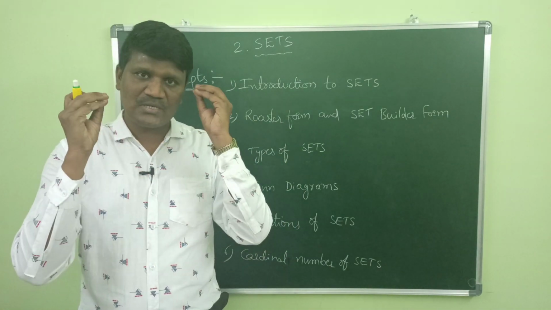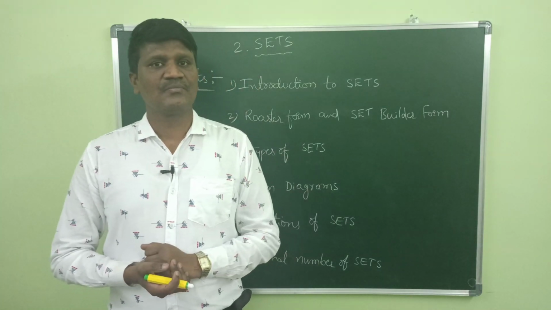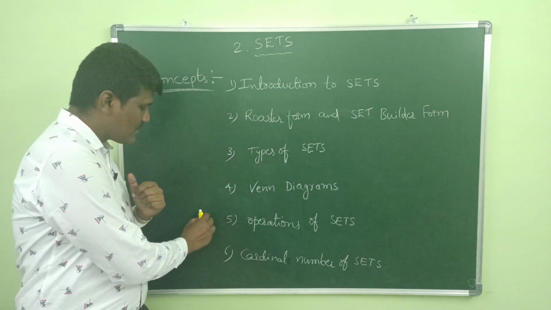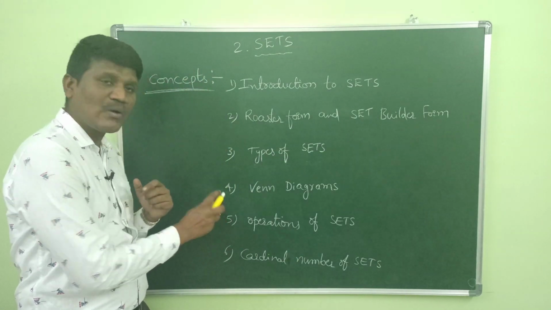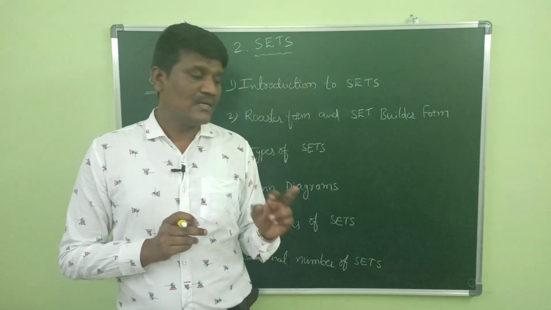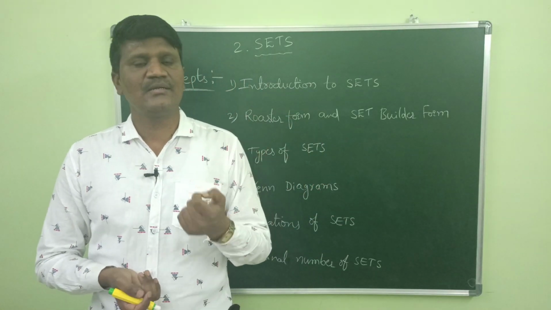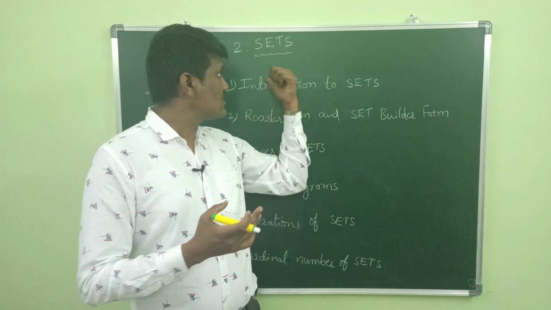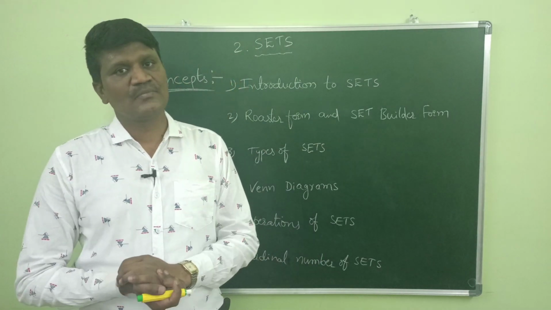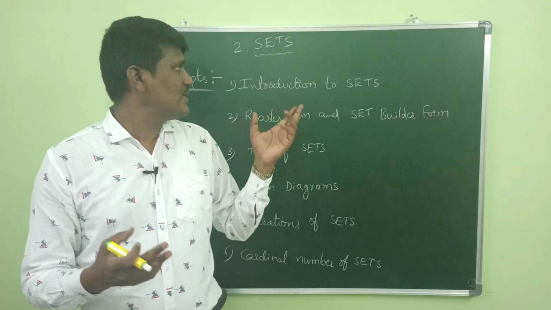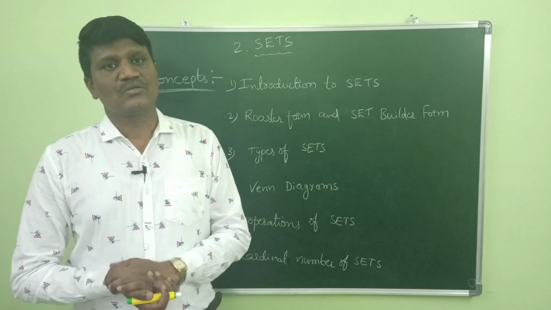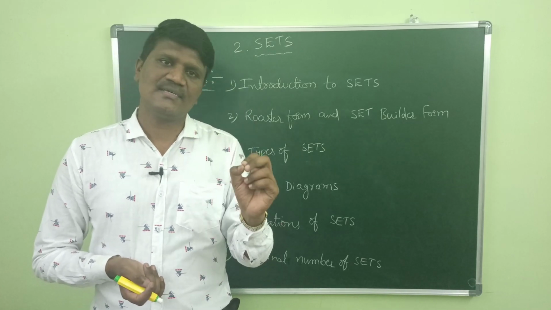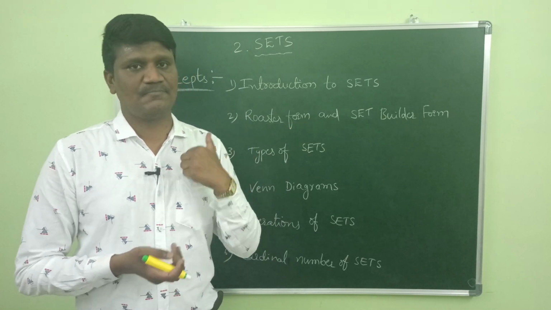Sets is the easiest chapter in your 10th class. A 4-mark question can be expected from operations of sets. Definitely a 4-mark question comes from operations of sets using Venn diagrams, either union, difference or intersection. So this is about the basic concepts available for sets in the 10th class. Let us now see each and every concept in detail. The first concept which we are going to learn is introduction to sets. In this, let us see what a set is and how we denote sets.